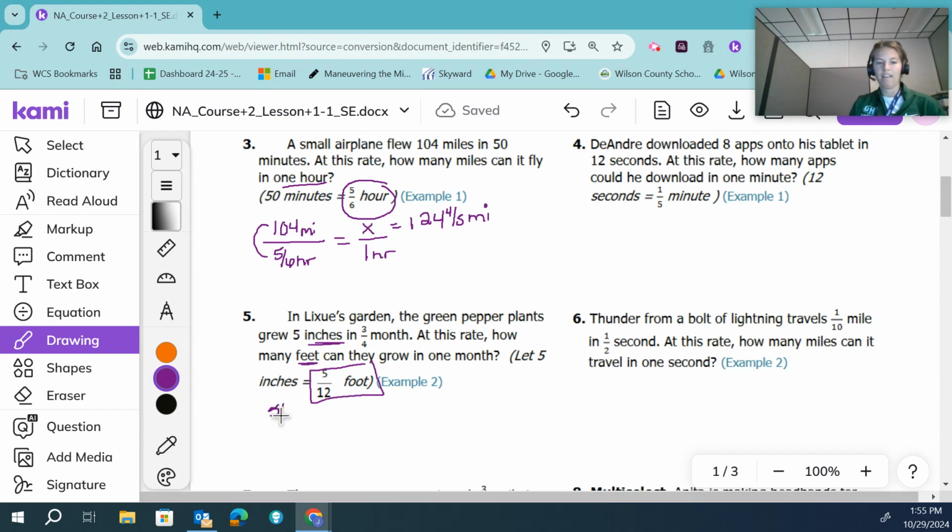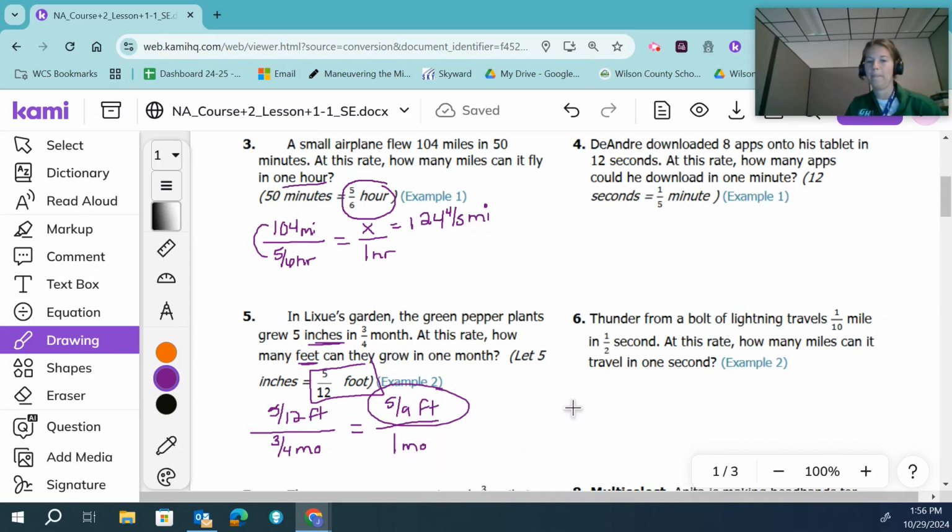So we have 5/12 feet in 3/4 months. You can see this just has a fraction on both the numerator and denominator. It doesn't change anything. We are still just dividing to figure out per 1 month. So we would do 5/12 divided by 3/4, and that will give you 5/9 of a foot. So 5/9 of a foot per month.